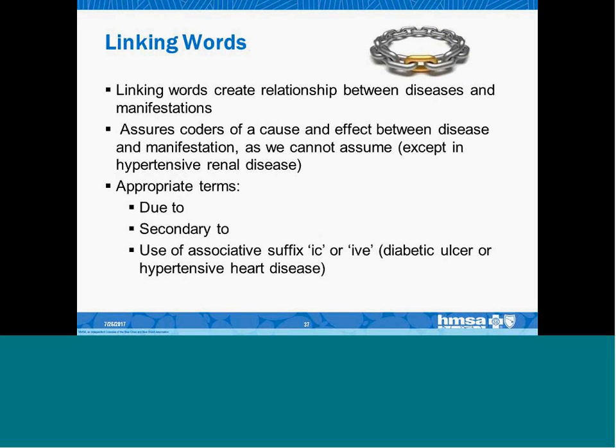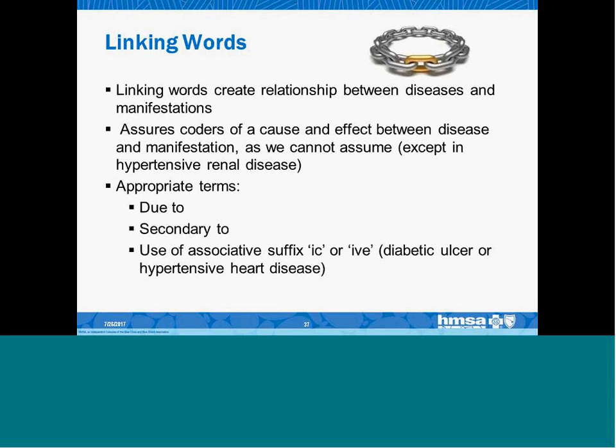Linking words create a relationship between diseases and manifestations, such as anemia due to GI bleed. This assures your coder of a cause and effect between the disease and the manifestation. Your coder can't assume the relationship is there. If the relationship exists, it needs to be documented.